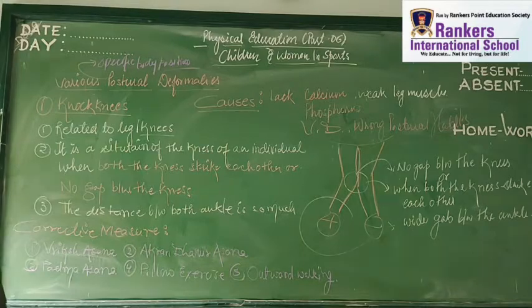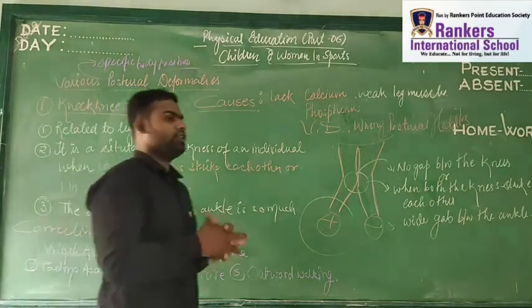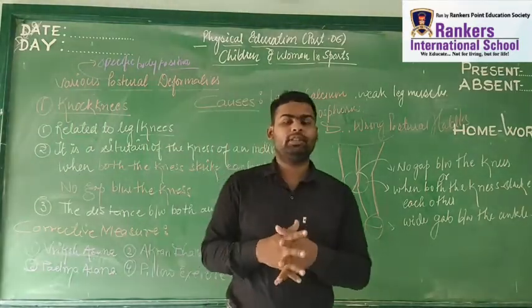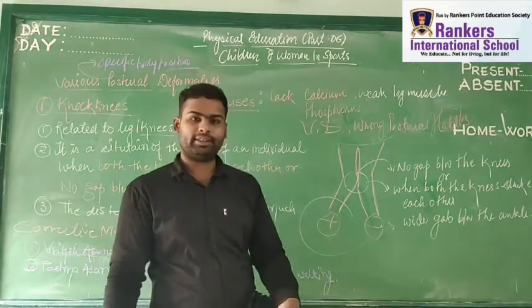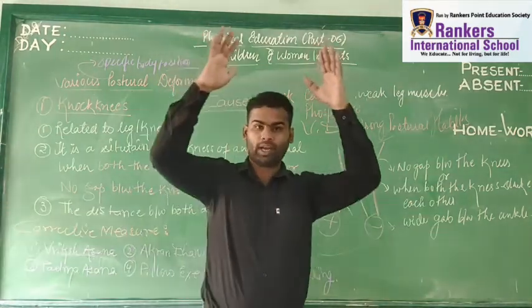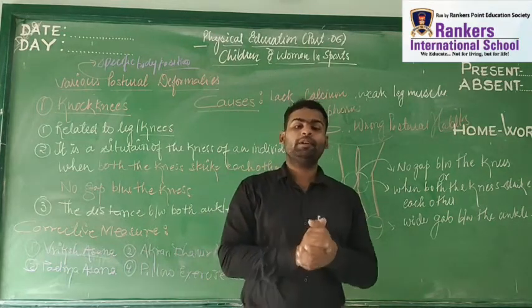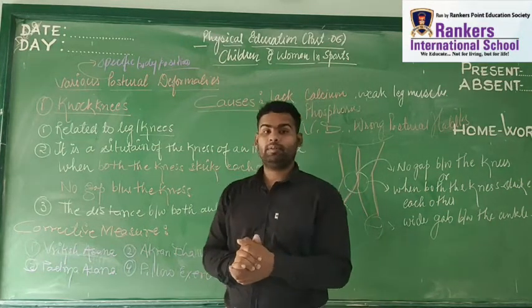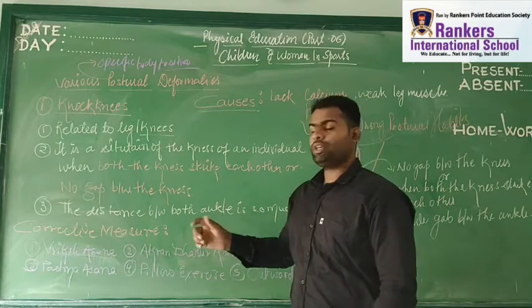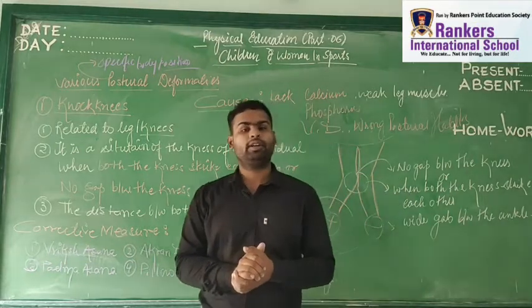Which asana? Vrikshasana. See, Vrikshasana is also called tree pose. In this asana, one leg is bent like this, and the hands go up, right? I'll show you the practical at the end of the session, at the end of the chapter. So Vrikshasana you can perform. It's a good corrective measure.